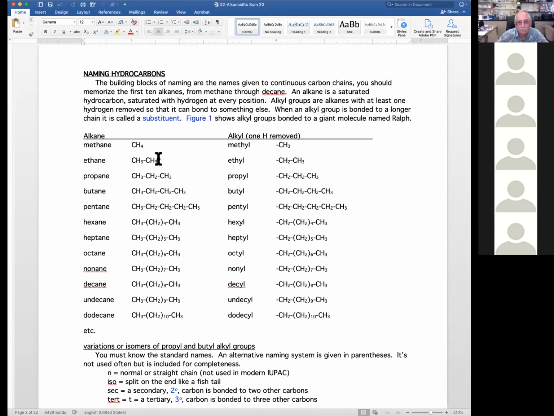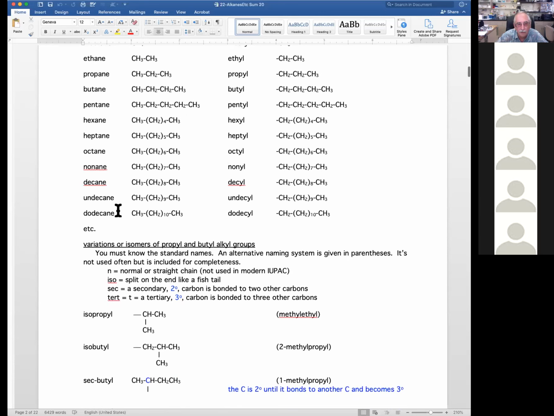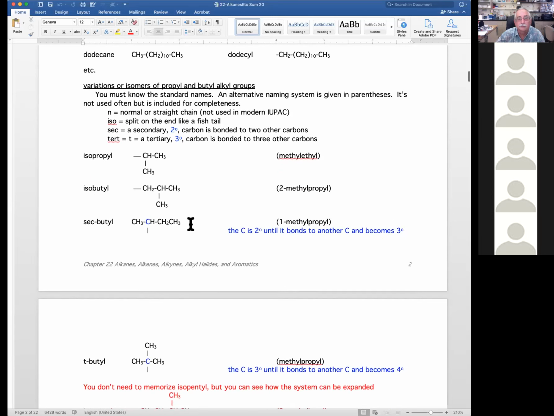So then ethane would be ethyl, propane would be propyl, butane would be butyl. Pentane would be pentyl. See, hexane is 6 in a row, right? Hexyl. And 7, 8, 9, 10. So you should at least know the first 10. And then the system keeps going. So undecane, dodecane, tridecane. But you should know at least the first 10. And then there's some variations in this.